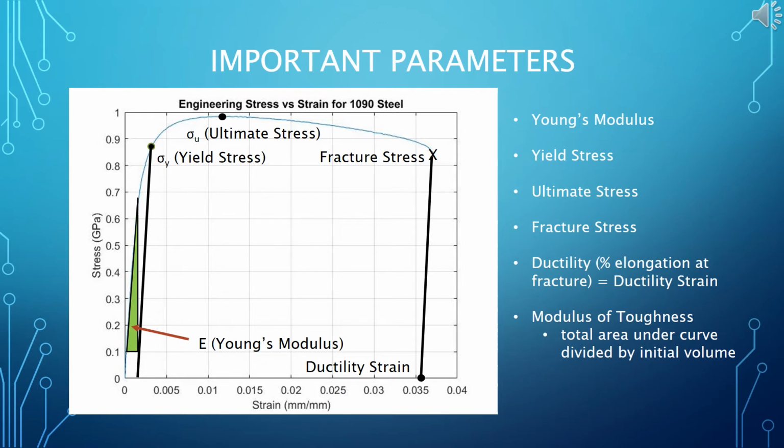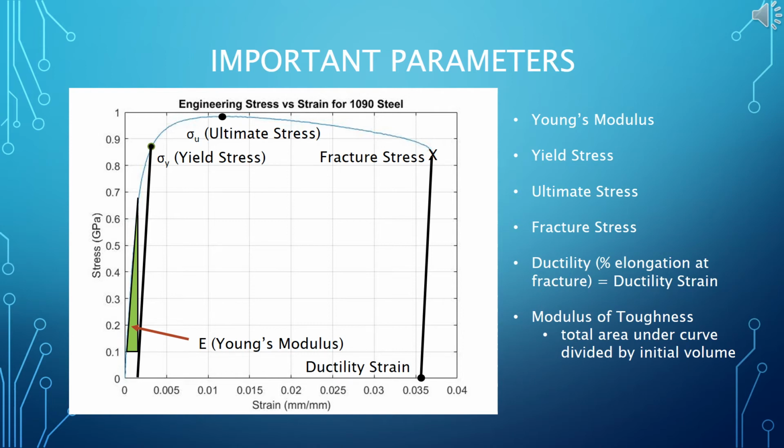Important parameters. Young's modulus is calculated as the slope of the linear elastic region shown here by the green triangle. The yield stress is the point where a line with the slope of Young's modulus and starting at 0.002 on the strain axis intersects the curve. It is the point where the material starts departing from the elastic stretching.